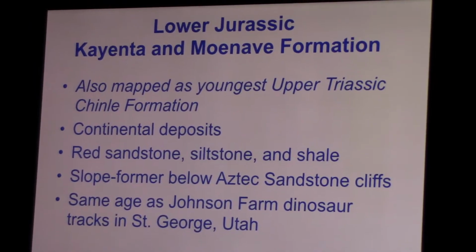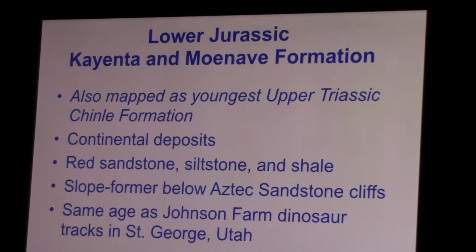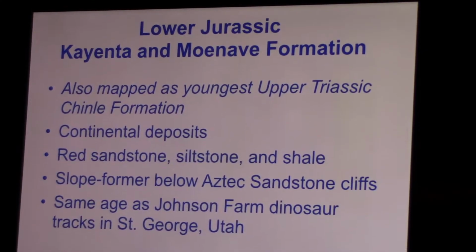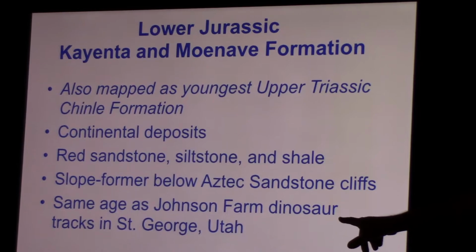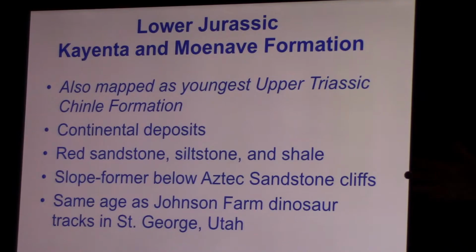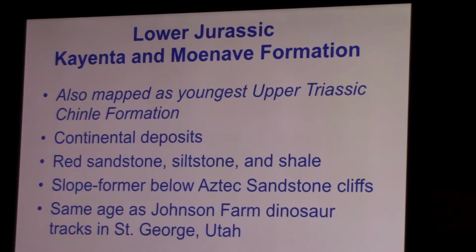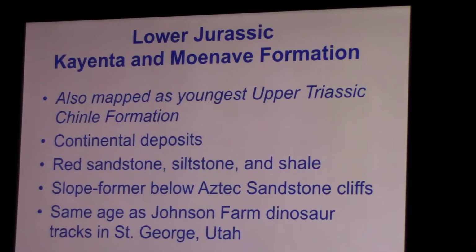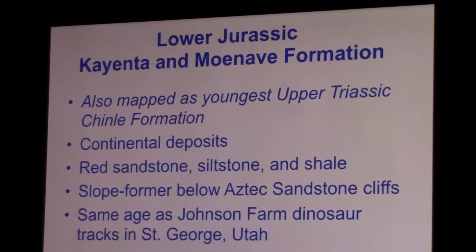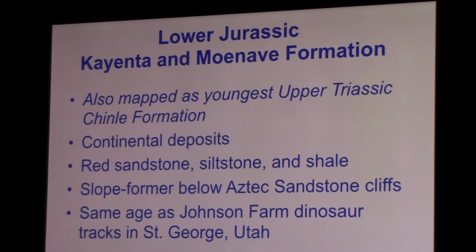So above that, the next formation is the Kayenta and Moenave. Again, red beds. It's a slope former. Has anybody been to the Johnson Farm Dinosaur Discovery Center? It's really great, up in St. George, Utah. You've got to go there sometime. It's a great destination. It's about a 2-hour drive, I think. And they have a trackway. We used to be able to take your shoes off and walk in your socks and walk with the dinosaurs. But they won't let you do that anymore, but you can still see it.